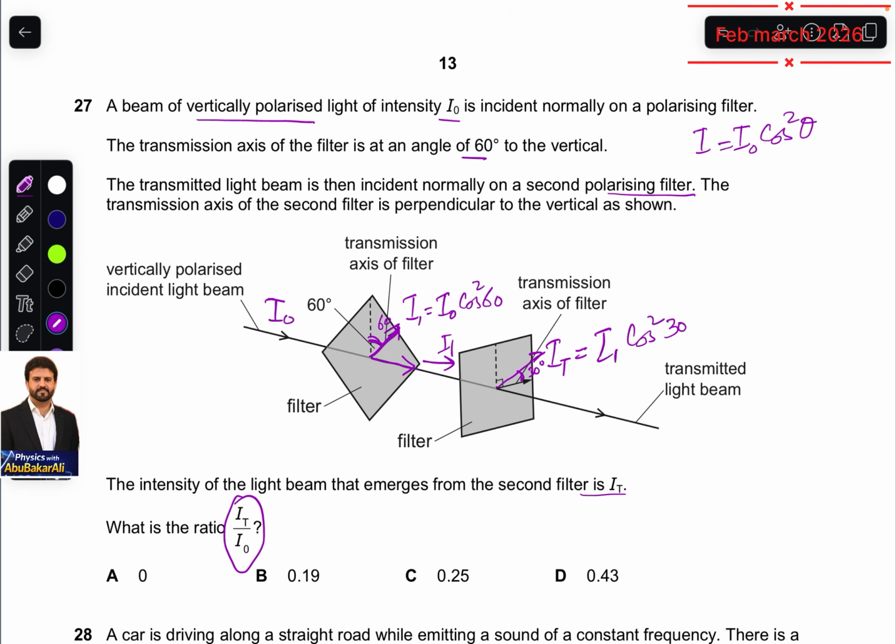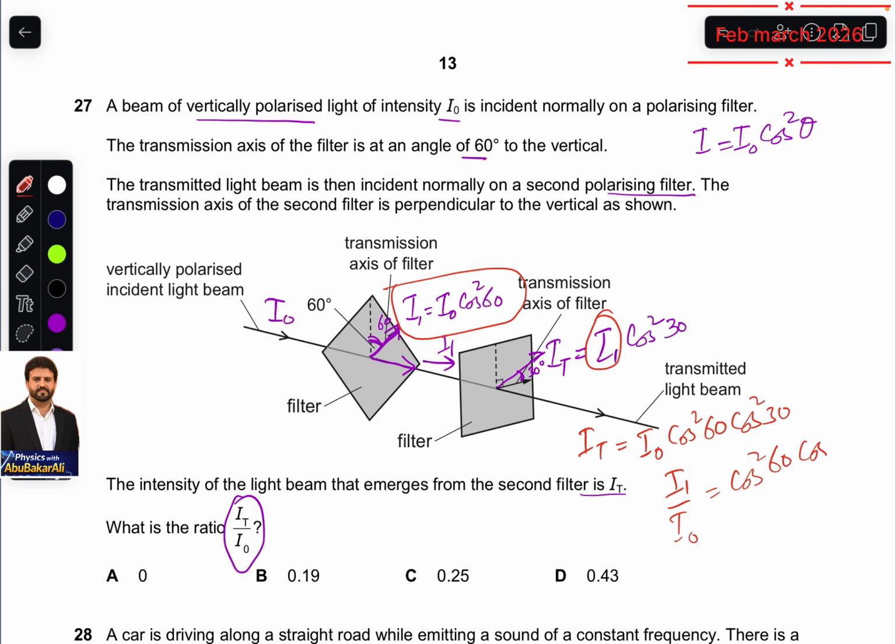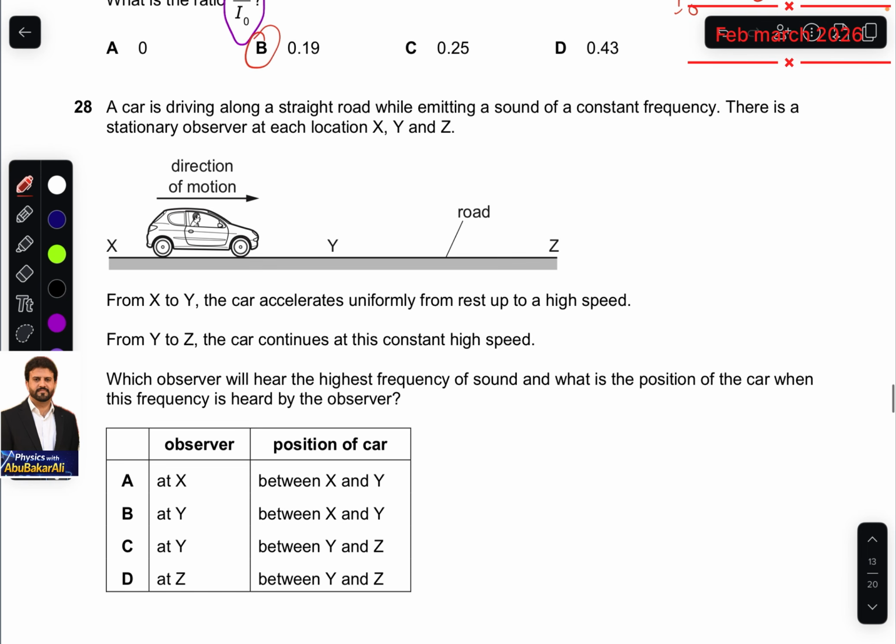But we need the answer in terms of I naught, so I have to put the value of I1. So I can say IT is equal to I naught cos square 60 into cos square 30. So IT over I naught is cos square 60 into cos square 30. That will give you 0.19. It's option B.